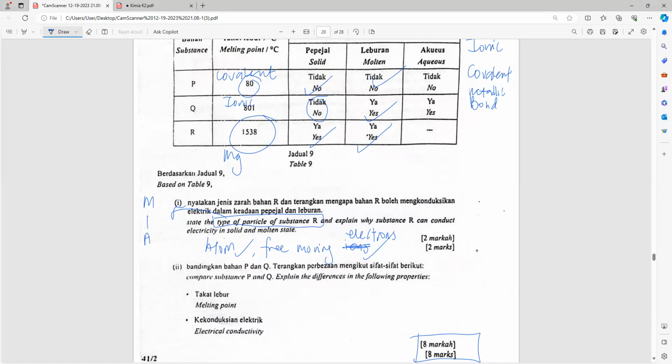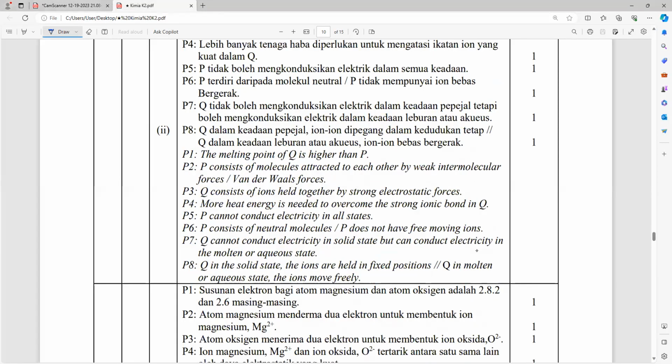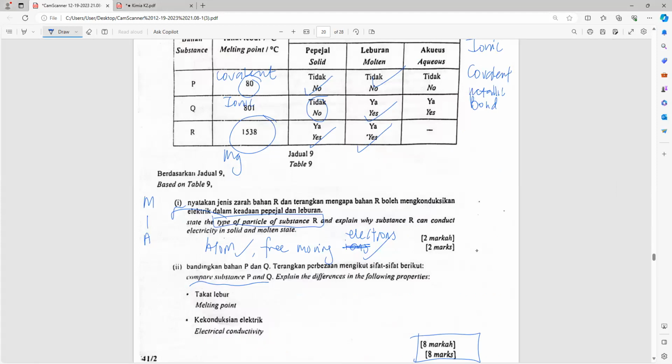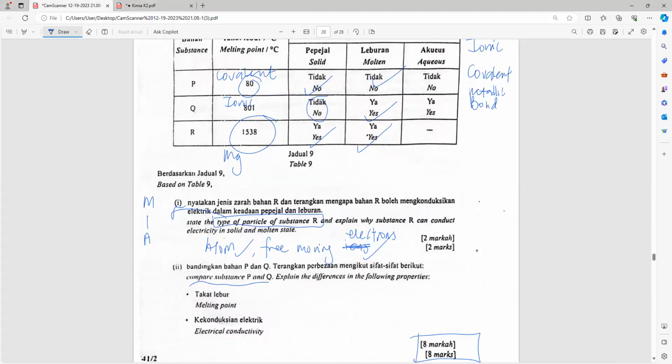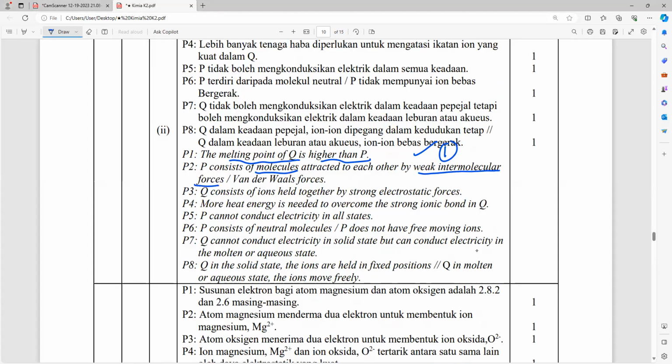So what they did is they compare first the melting point. So here the melting point of Q is higher than P. Okay, so that's already 1 mark. Now, why is the melting point of Q higher than P? What does Q have that P doesn't have? So the marking scheme is P consists of molecules held by weak intermolecular forces. If you cannot say van der Waals, it's okay. So P, my melting point is so low because I'm held by weak van der Waals forces.